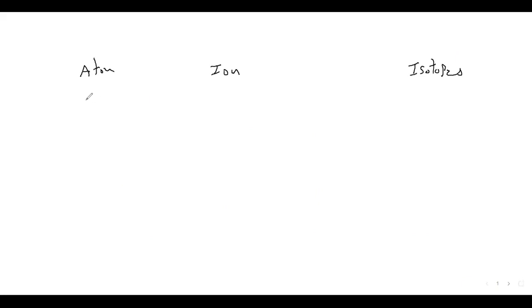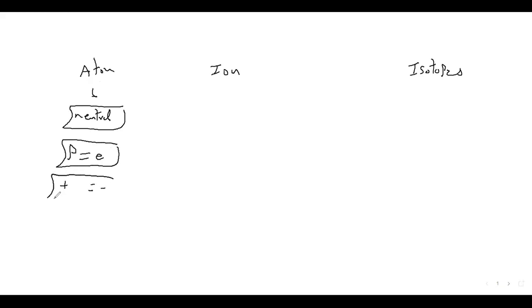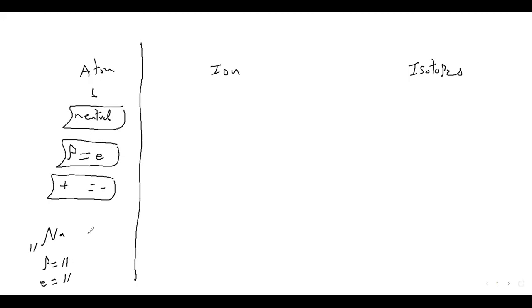Atom is neutral, as we know, because the number of positive charge protons equals the number of negative charge electrons. So protons equal electrons, or positive equals negative. For example, if we have Na 11, protons equal 11, electrons equal 11. In case of Cl 17, protons equal 17, electrons equal 17.